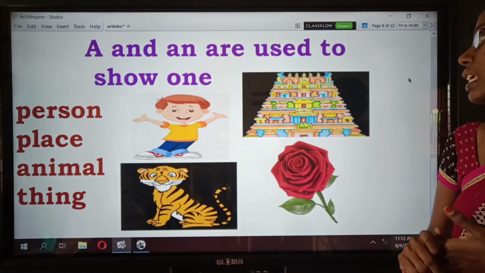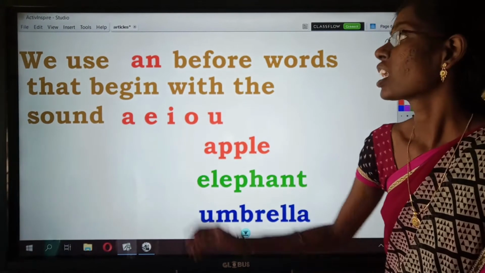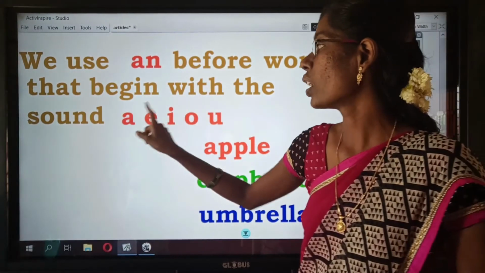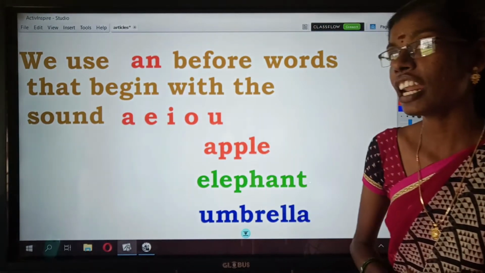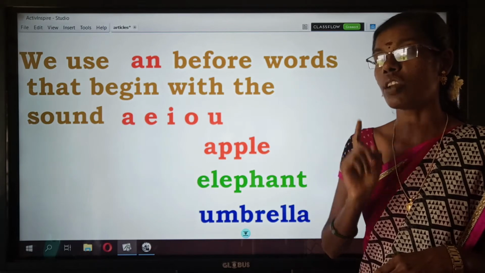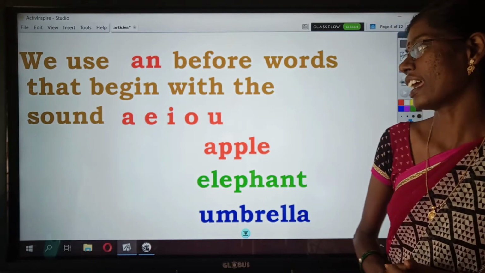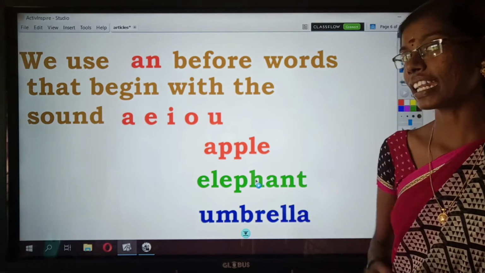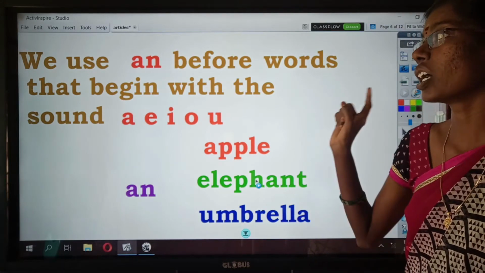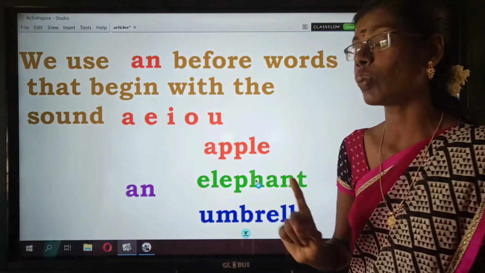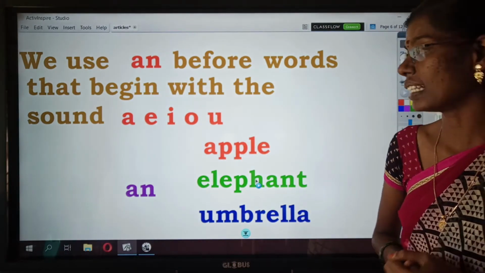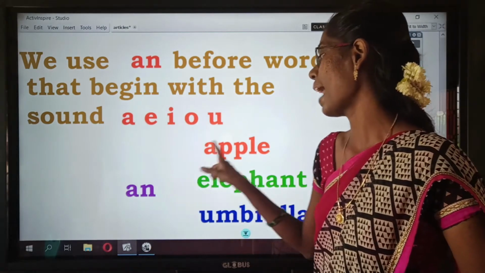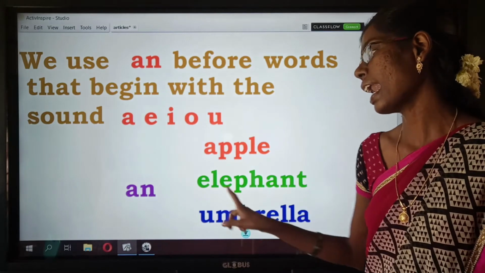Now let's see the exercise of it. We use an before words that begin with the sound A, E, I, O, U. Children, I already said vowels will always sound like உயிரெழுத்துக்கள். Yes, apple, elephant, umbrella. All these words are starting with vowels. If the words are starting with a vowel, what will be the article? Yes, it is an. We will use an before these words. An apple, an elephant, an umbrella.